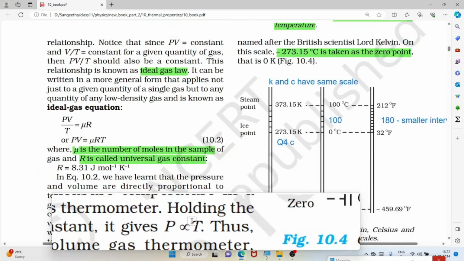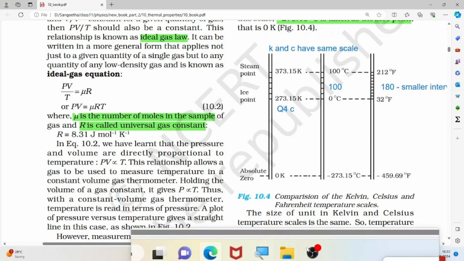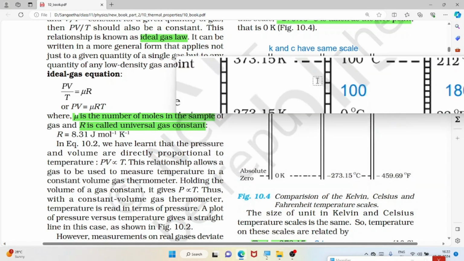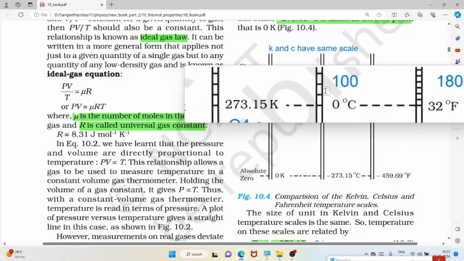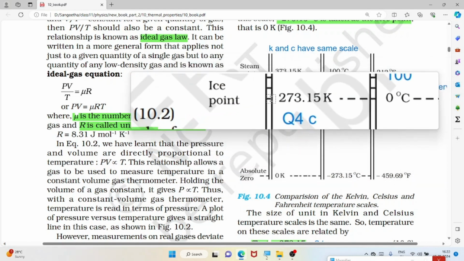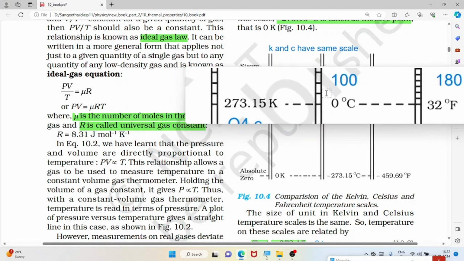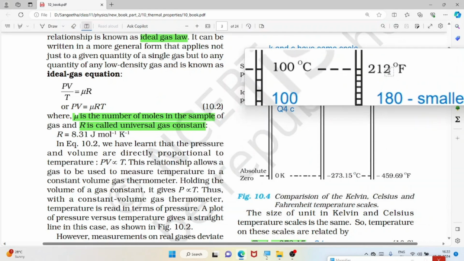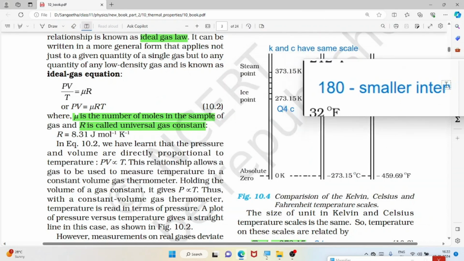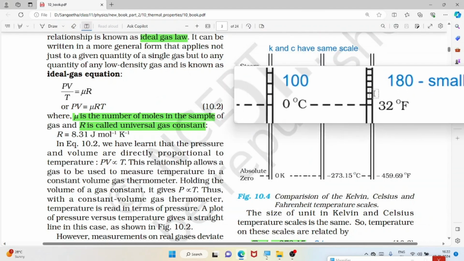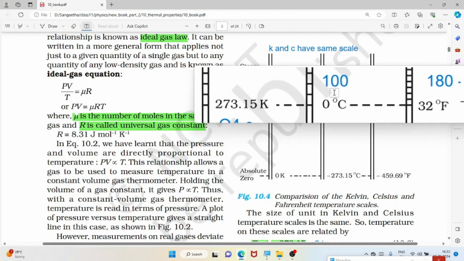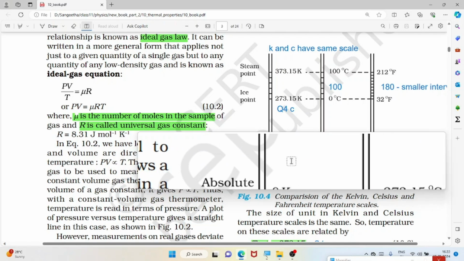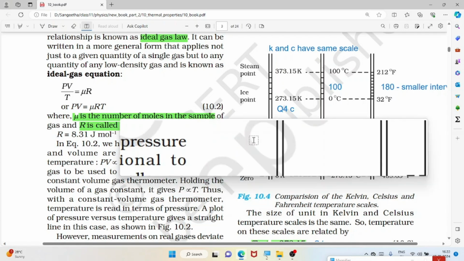These are the different scales. You see that the Kelvin and Celsius scales have the same unit size. Between one temperature and another the interval is the same, the scaling is the same, but the Fahrenheit scale has a smaller interval. Comparing between these, C and K have the same interval, but Fahrenheit has a smaller interval.